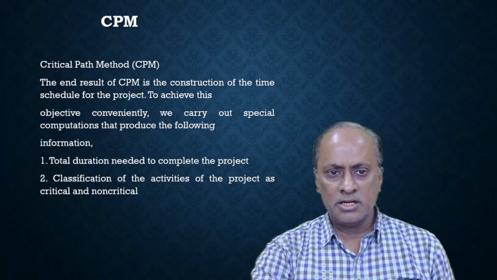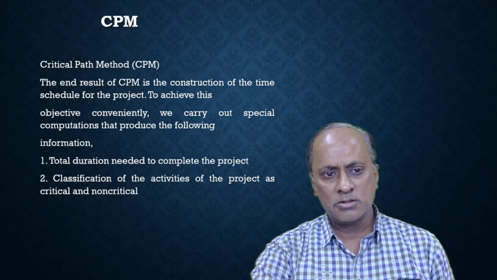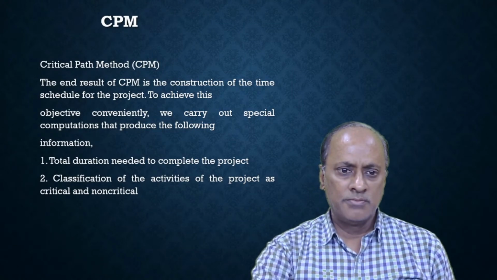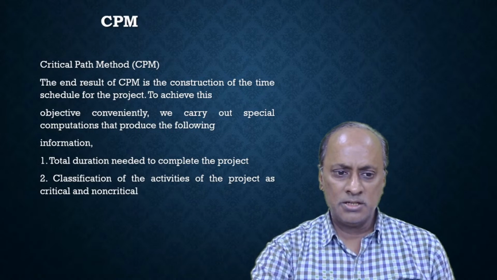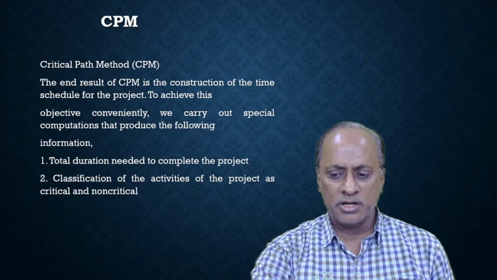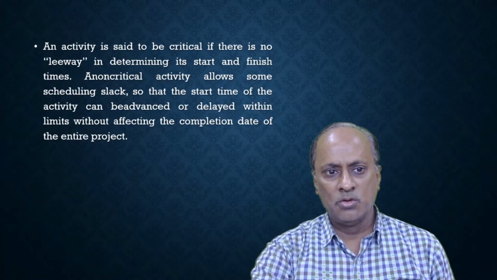Now we will discuss the critical path method. The end result of CPM is the construction of a time schedule for the project. To achieve this objective conveniently, we carry out special computations that produce the following information: the total duration needed to complete the project, and the classification of the activities as critical and non-critical. An activity is said to be critical if there is no leeway in determining start and finish times.